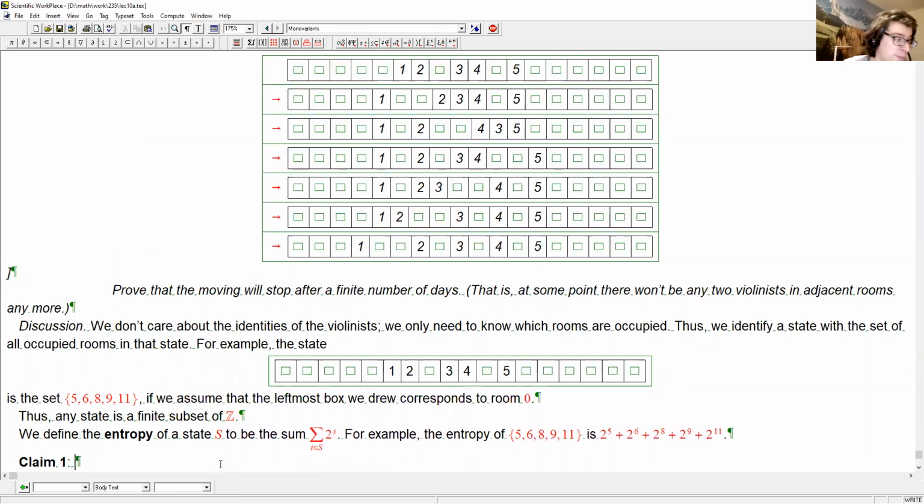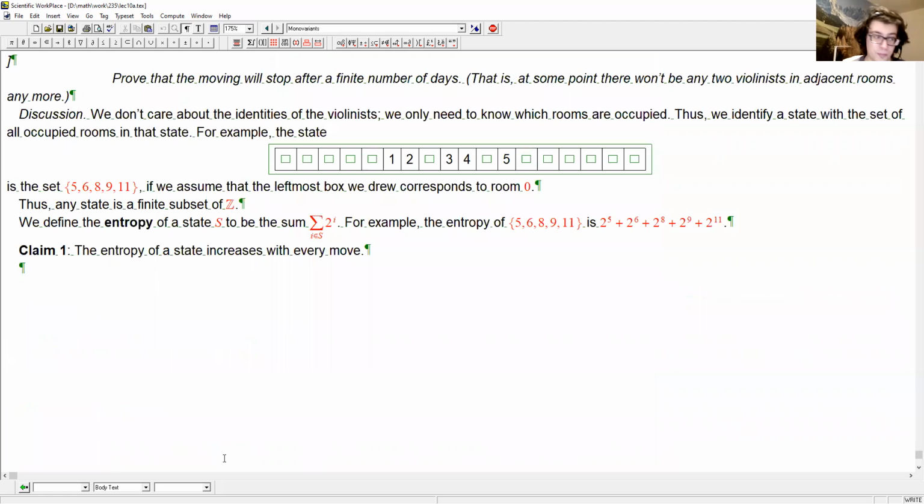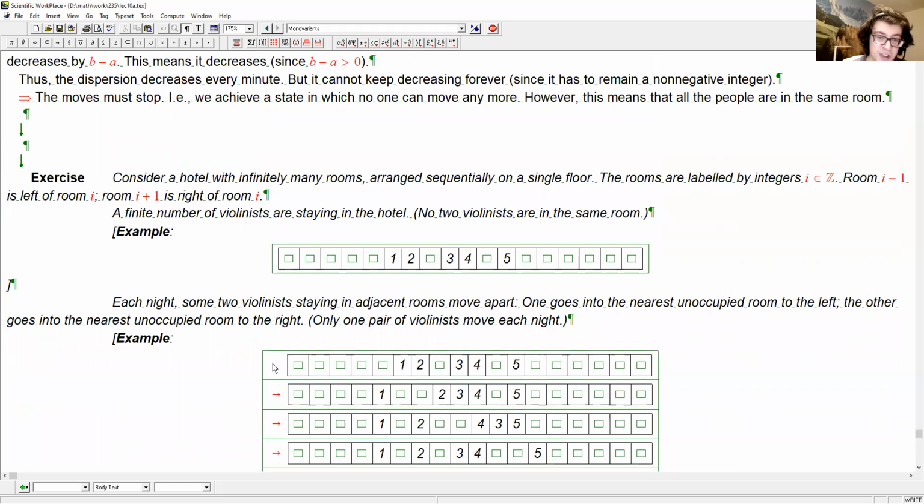So here's my claim. The entropy of a state increases with every move. And when I say move, of course, I mean two violinists moving apart, not just one of them, but both of them. Oh, I should have said that when two violinists move apart, in theory one of them could just stay in his original room, but no, this is not how we're defining this moving apart. So we're trying to be fair. None of them gets to stay in their old room, even if it's no longer noisy in there.